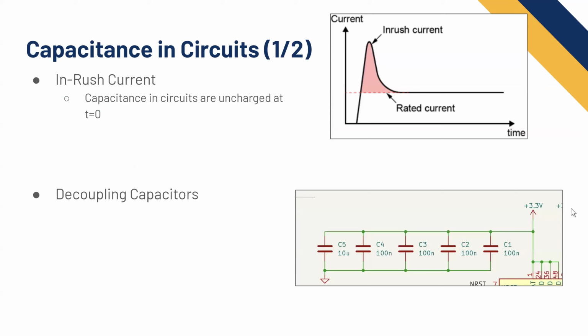All right, capacitance in circuits. Important things to know: inrush current is a thing that happens that you should know about. When you first turn on your board, the capacitances aren't charged at time equal to 0. If a capacitor is not charged, it looks like a short until you charge it up. So you're going to get this super big inrush current because you basically shorted power to ground.